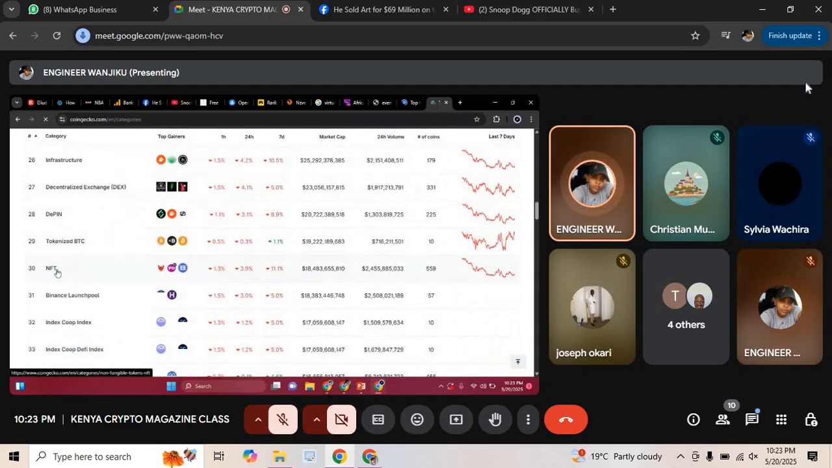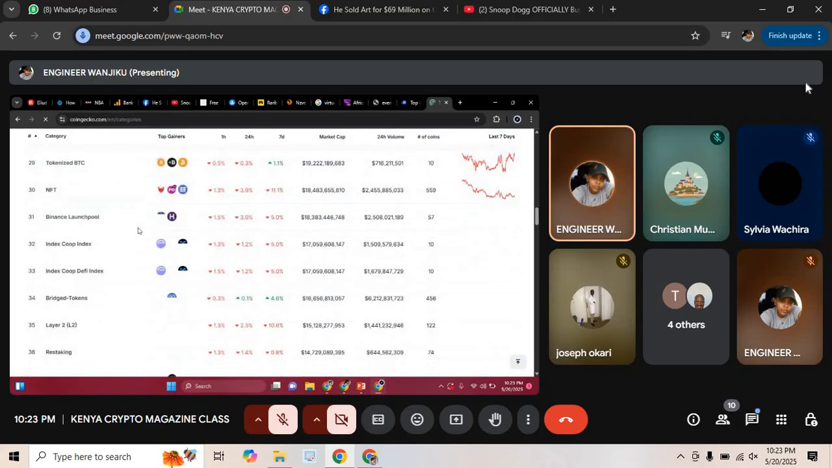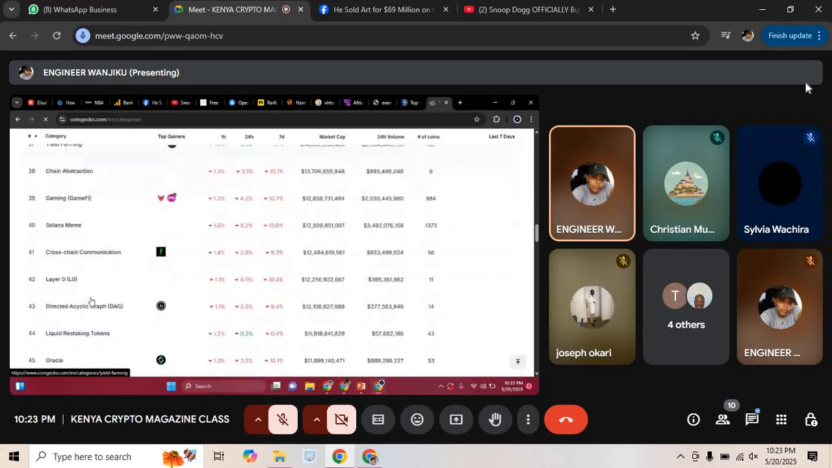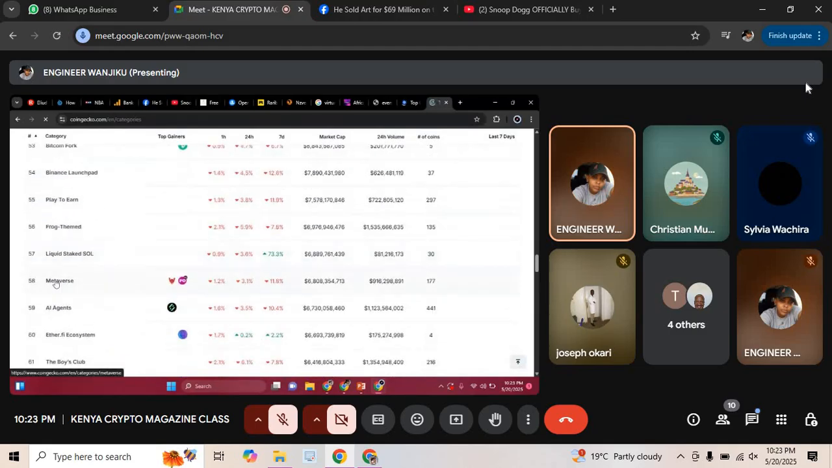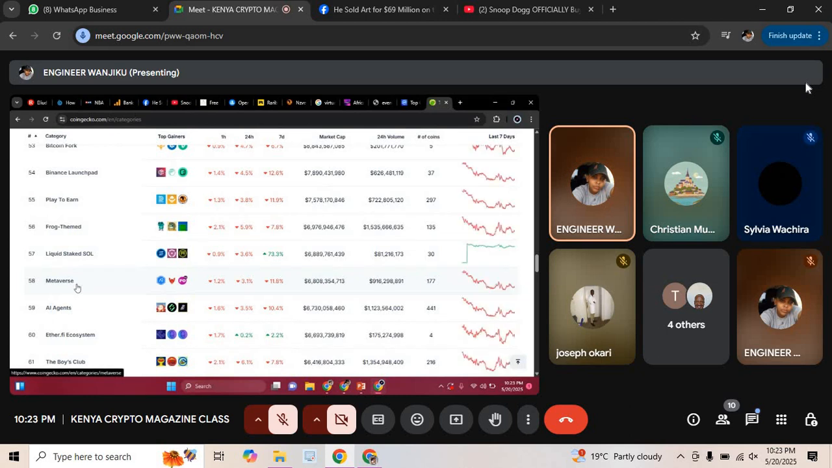The NFTs, you'll see that we have NFT, the infrastructure layer 2. Let's see if we get the metaverse. Perfect. You can even see that. Thumbs up if you can see that.